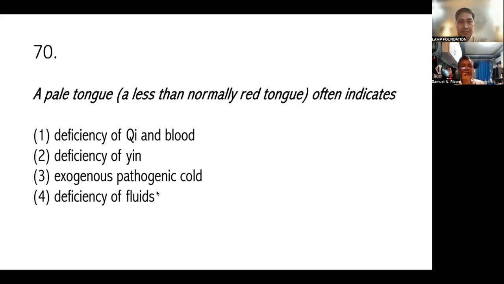A pale tongue often indicates deficiency of Qi and blood, deficiency of Yin, exogenous pathogenic cold, and deficiency of fluids. My answer here is 1 and 3, letter B. Okay. Because in deficiency of Yin, the tongue is normal with scanty or no coating. Sa deficiency of fluid, it's not pale. Yes po, the tongue is red, dry, and has cracks. Okay. Thank you. Ang galing.